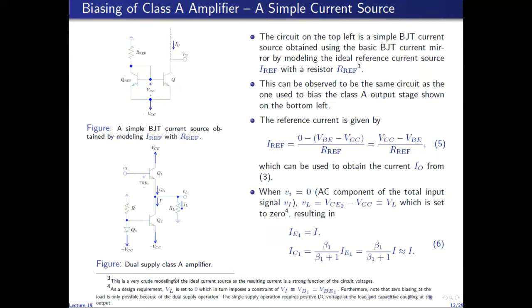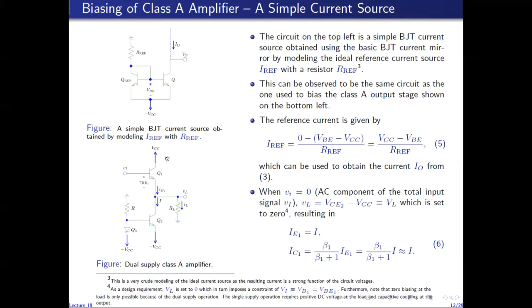So please note that this design requirement, that the DC load voltage be 0, in turn imposes a constraint on the DC value at the input of the amplifier. That is the DC value here, because the load voltage is equal to VI minus VBE. So if the DC voltage here is 0, then the DC voltage here should be equal to VBE1. Only then VL will be 0.